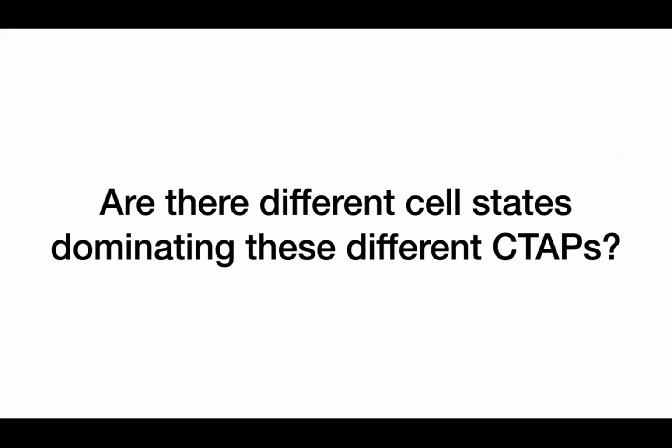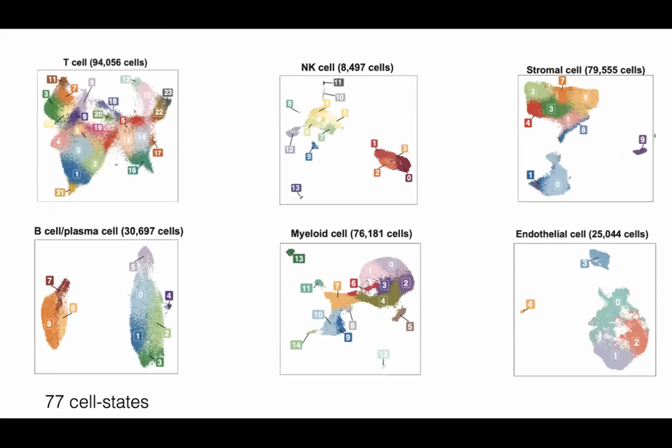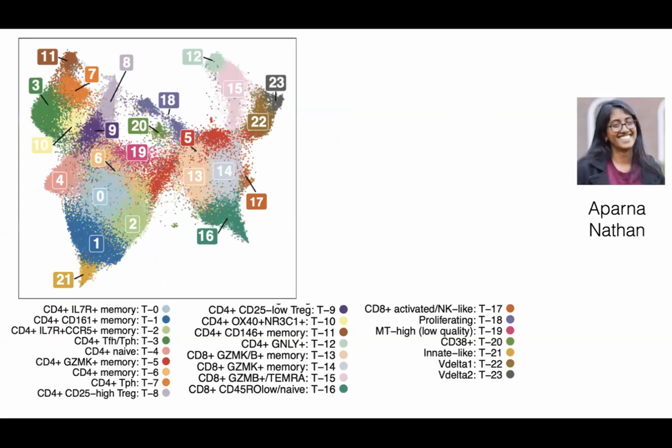The next question is, if you're in CTAP TB with lots of T cells and B cells, or in CTAP TF with lots of T cells and fibroblasts, are they the same T cell states or different ones? Because again, that may have therapeutic implications. Here are 6 major cell types. We can cluster them into very fine populations. I'm going to zoom in on T cells, and what you see is that we have 24 different T cell populations.